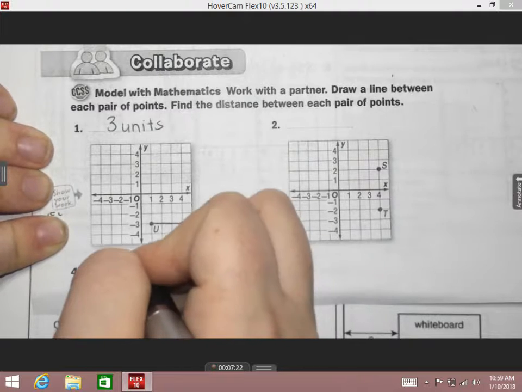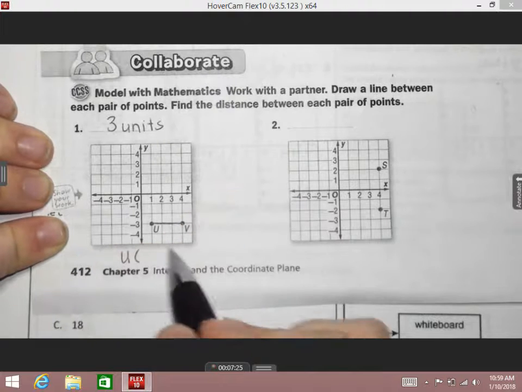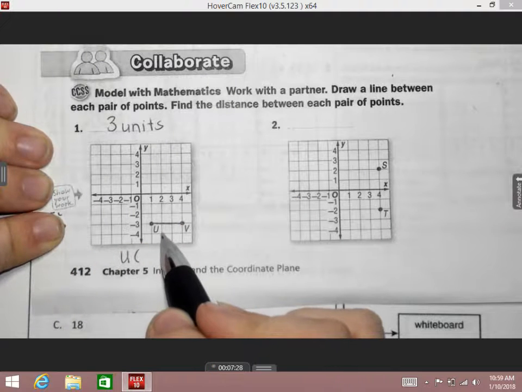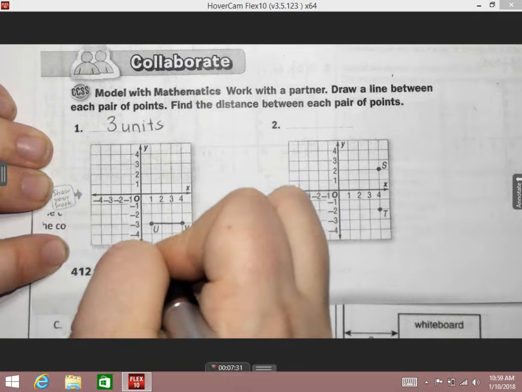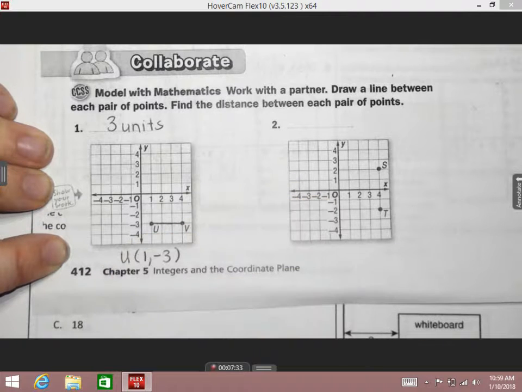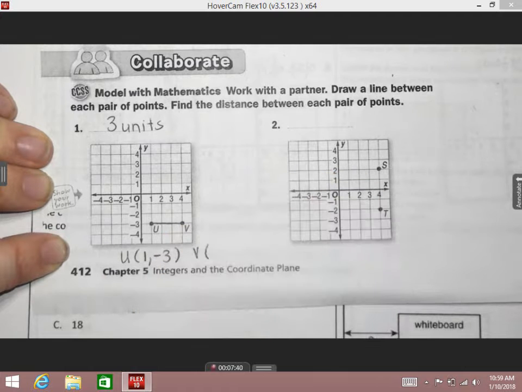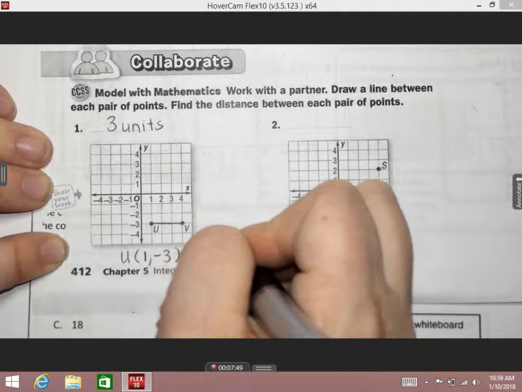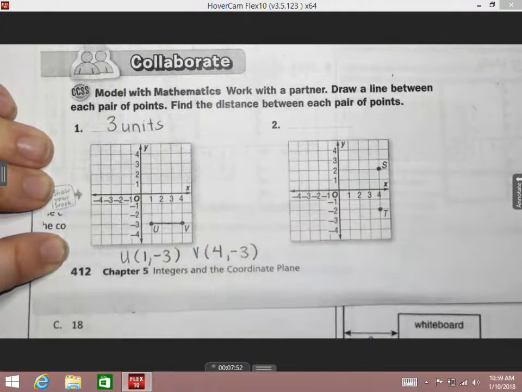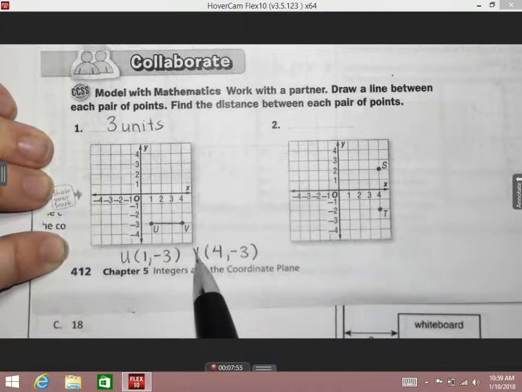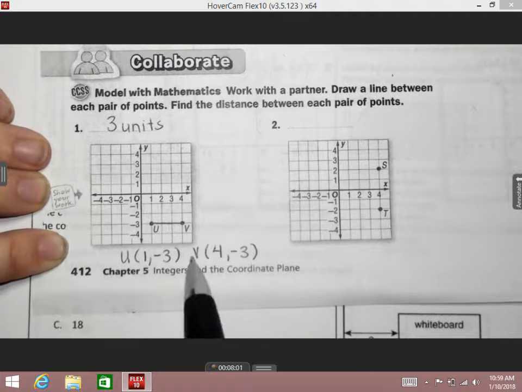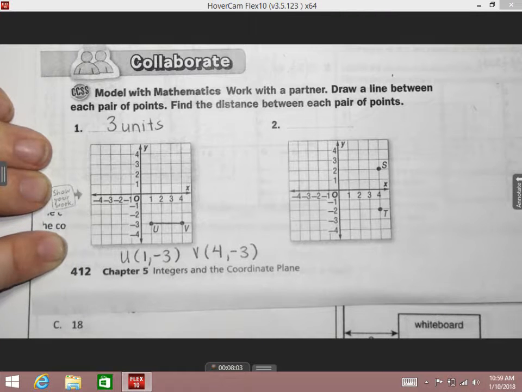Can someone tell me the ordered pair for U? What is the coordinate for U? Skylar? 1, -3. Very good. What is the coordinate for V? Nick? 4, -3. Okay, so now we need to find the distance between U and V. We've already counted it out, but let's do the other math to check and make sure it's correct.